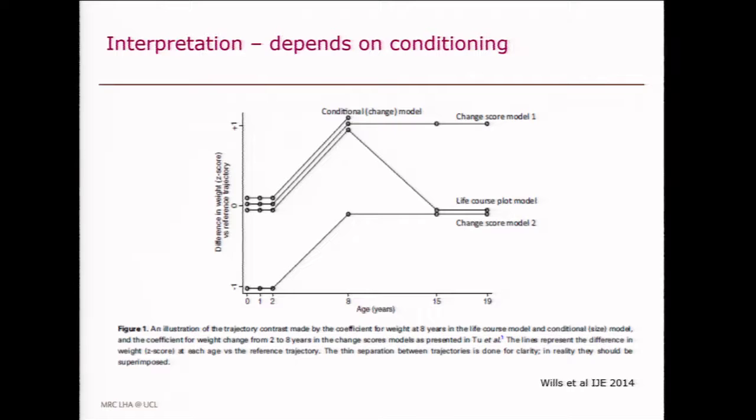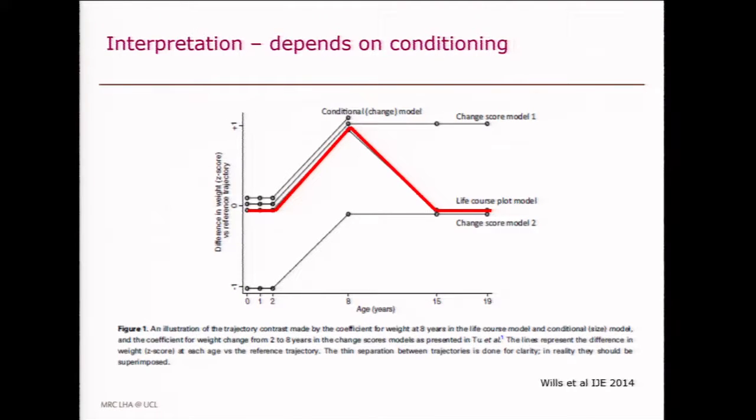So the interpretation depends on the conditioning. These are different conditions on the model, and I think this is quite a nice diagrammatic representation that was in the IJE in 2014 by a previous colleague of ours, Andrew Wills. So the first red line represents that size model.